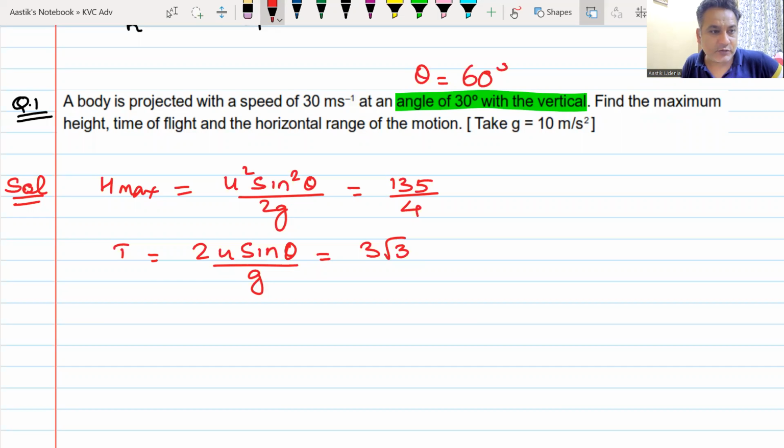Everyone understands this? Yes or no? Okay, that is the only thing that you had to see. Then it is very simple.